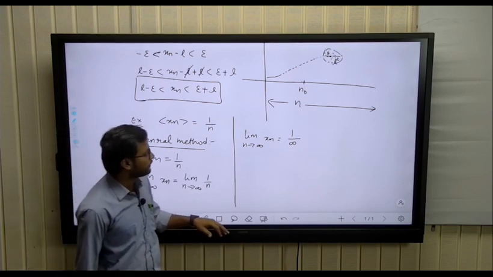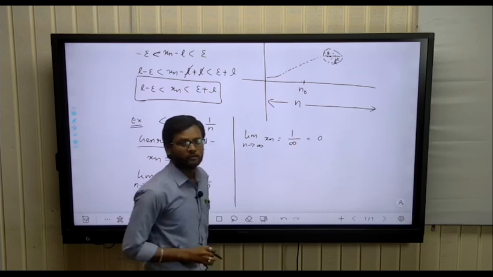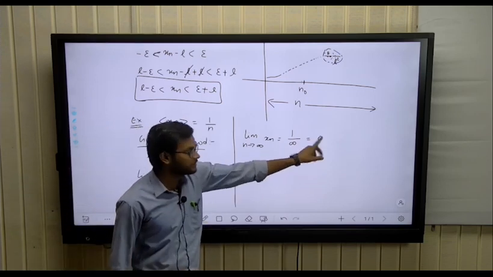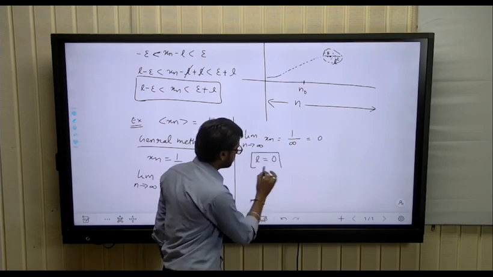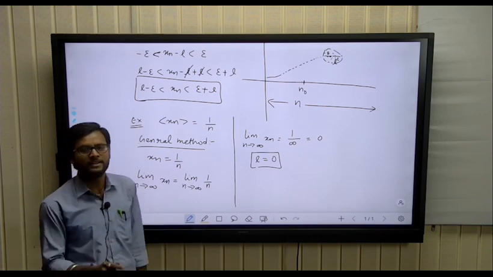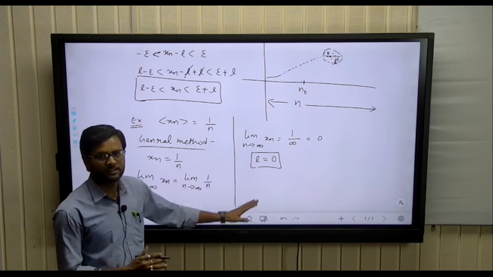We all know that 1 upon infinity is equal to 0. So the limit of the sequence is 0, and here the value of L is 0. This is the high school method, the basic method of finding the limit of any sequence, any series, any function.